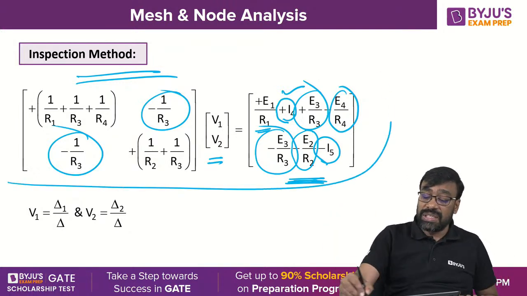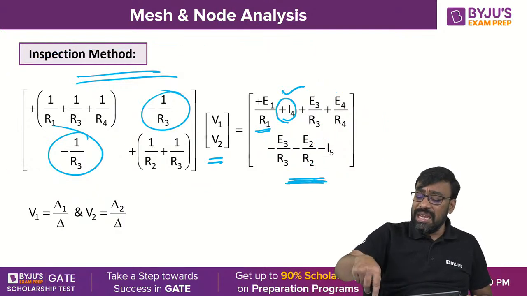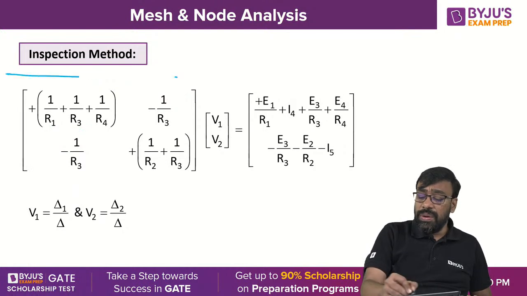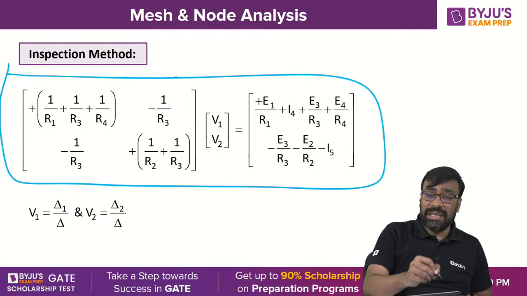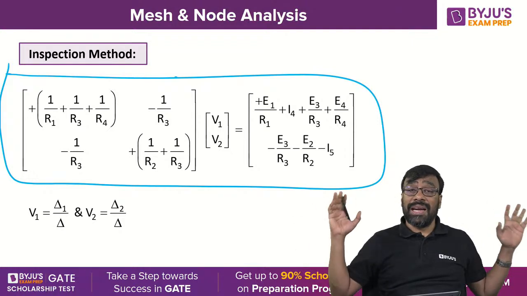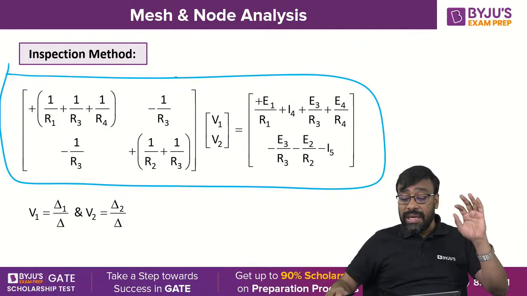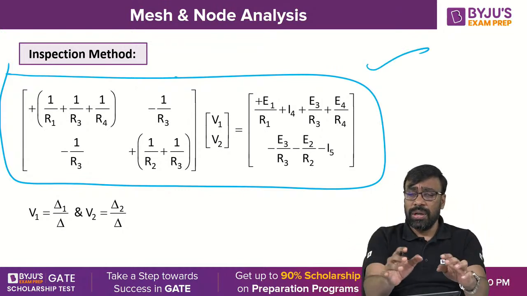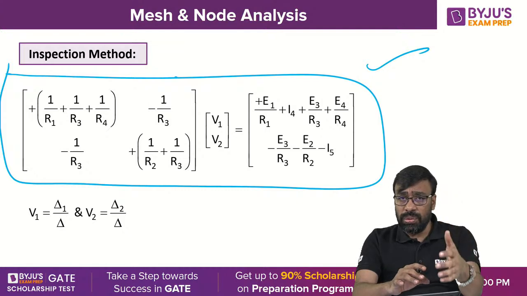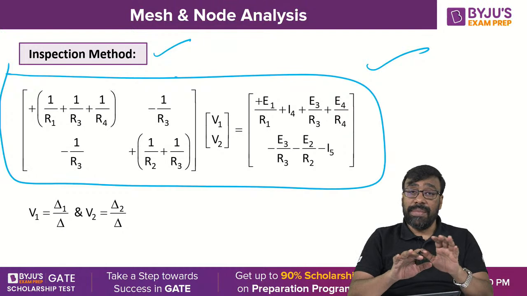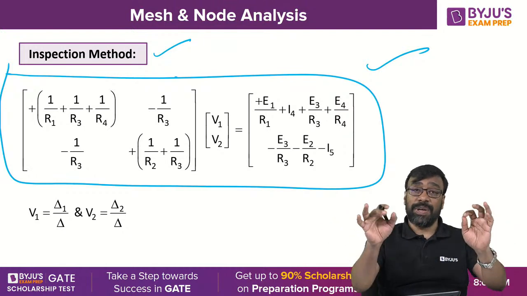Once you have this matrix form, you give me any complex network, any large scale network, whether it is AC network or DC network, it doesn't matter. You give me any mechanical system or electrical system, doesn't matter. I can construct directly this matrix form just by looking at the network, remembering all the simple rules in the inspection method. This method is called inspection method.